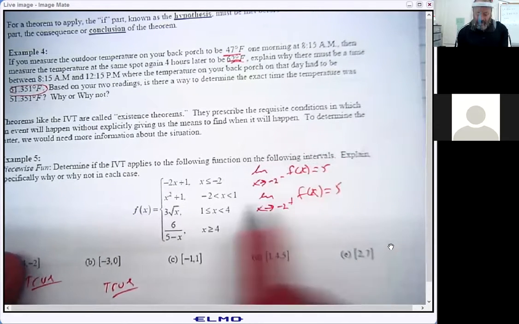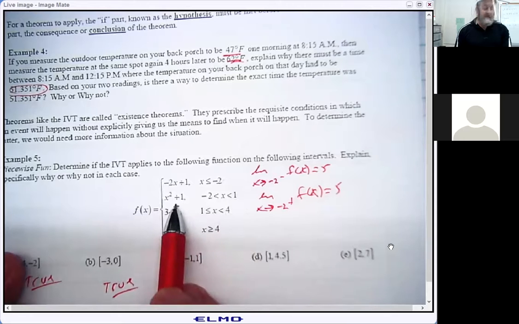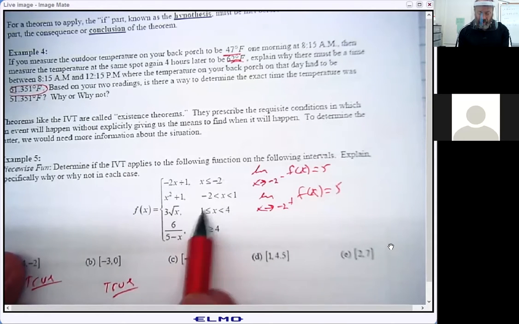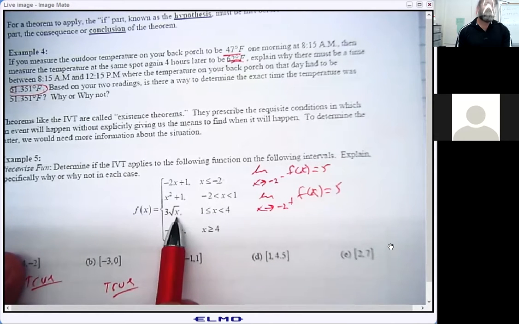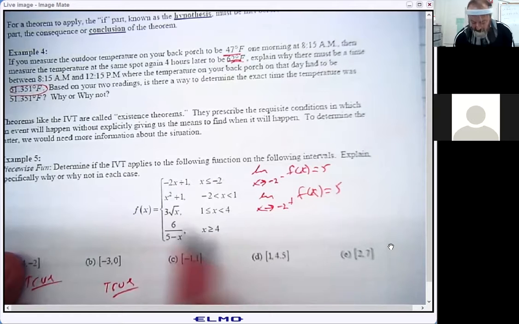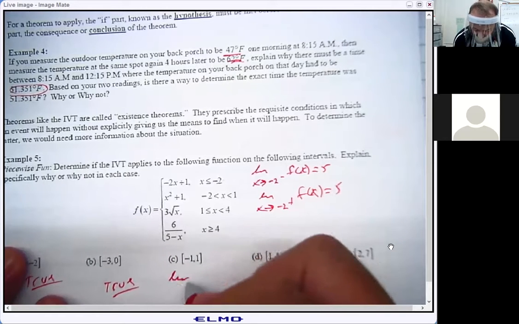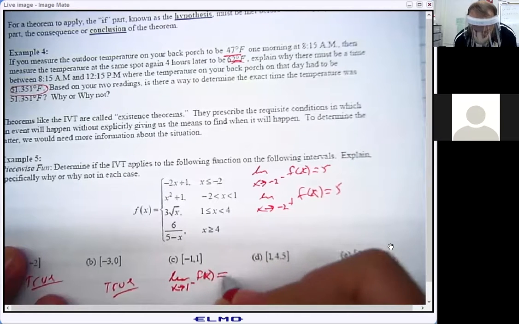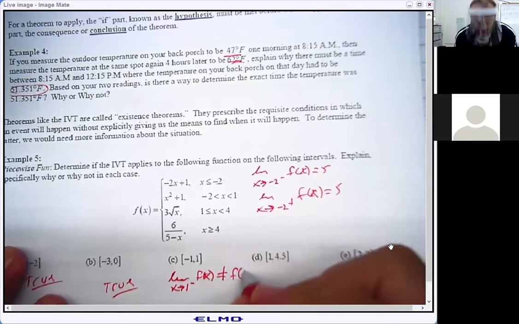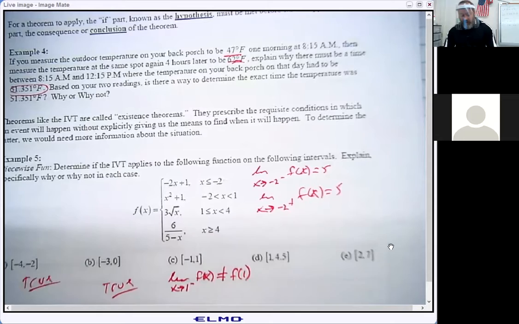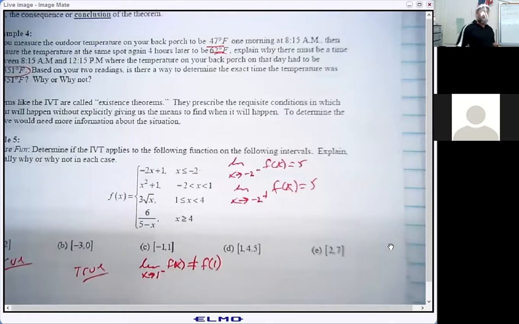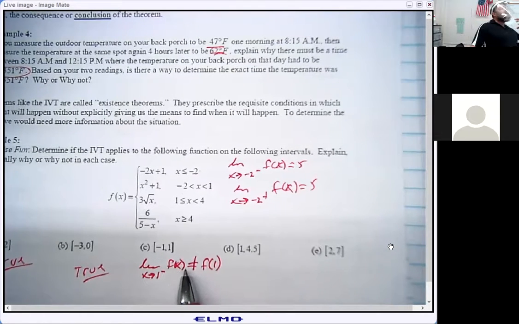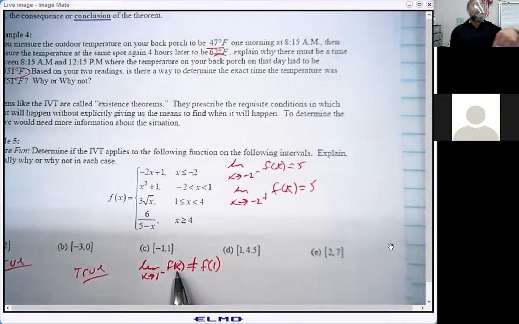What happens as I approach 1 here? I get 2. What happens as I approach 1 on this one? So what we could say is that the limit as x goes to 1 from the left side of f of x is not equal to f of 1. I'm trying to actually honor the definition, because it said if it is true on a closed interval, it not only has to be true on the interval, it has to match that endpoint.